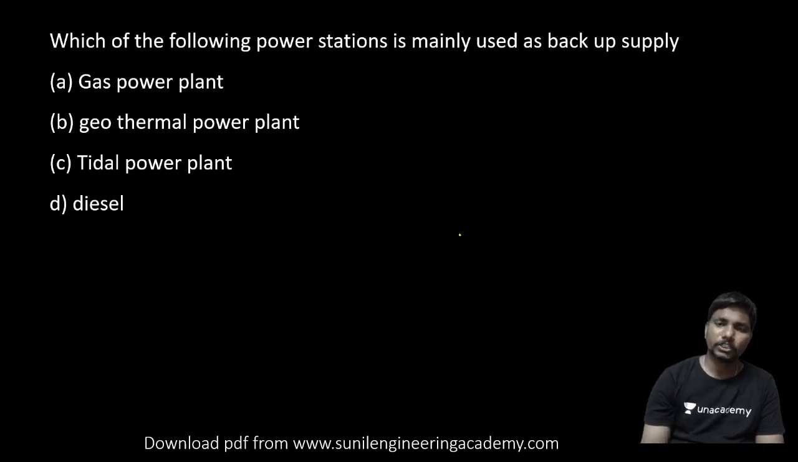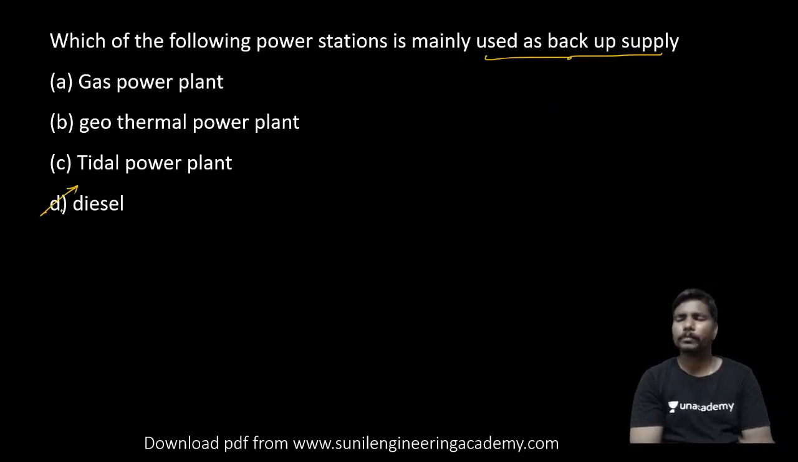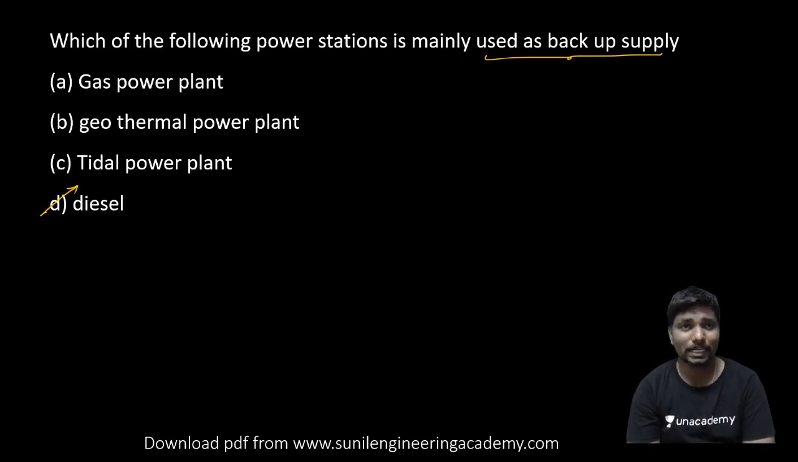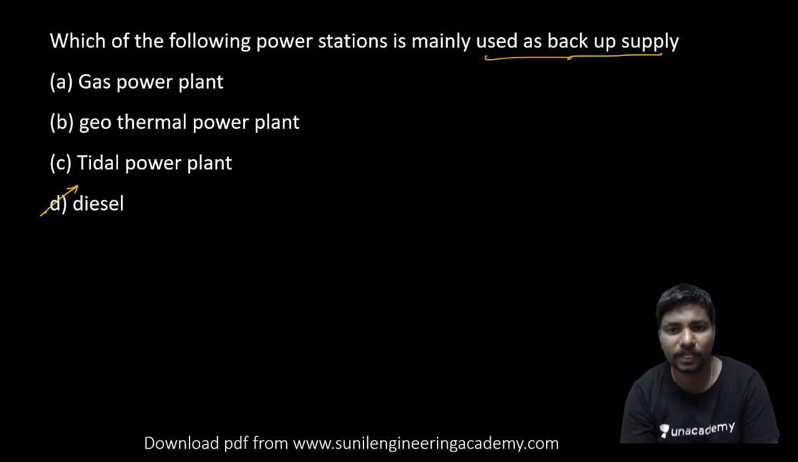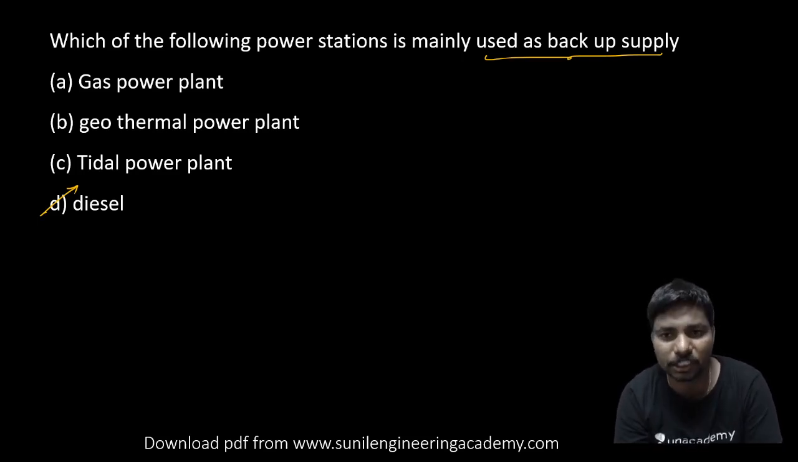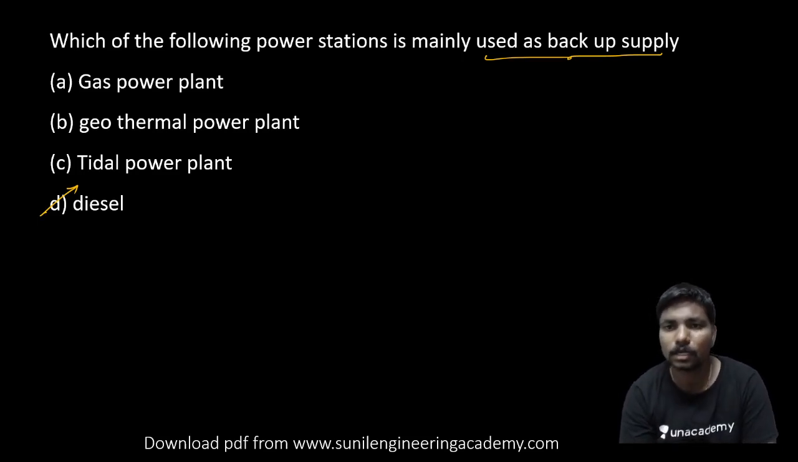So which of the following station is mainly used as a backup supply? Just now I said backup supply, diesel. For example, if you visit any shopping mall or theaters, in that we have generators, or banks also. Many shopping malls, small industries, banks, any institutions, we have generators there. So whenever the supply is gone, they will switch on the generator.